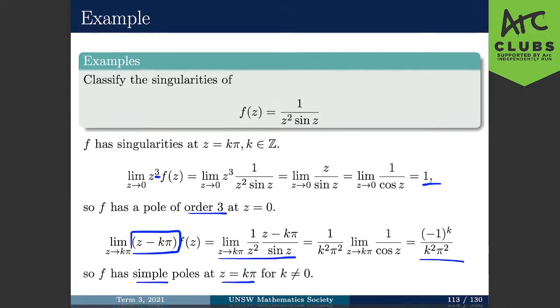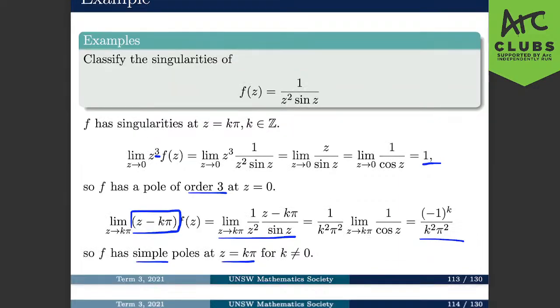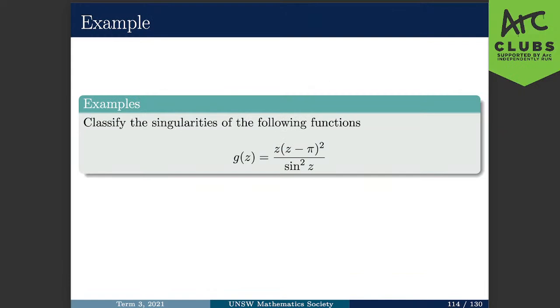Okay, so this thing has a simple pole at all of the k pi's except for z equals 0, where it has a pole of order 3, or a triple pole. Okay, and then a slightly different question: calculate the singularities for this one. Again, this is fairly similar. We want to look at the bottom and see where this thing is not holomorphic. Well, again, it's at k pi. So k pi is where we have issues.